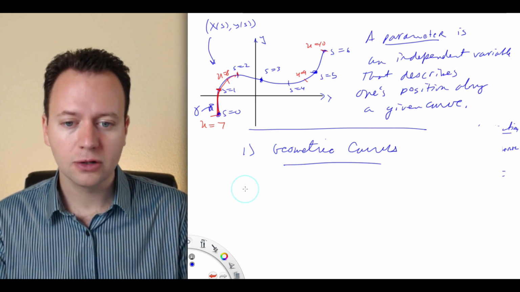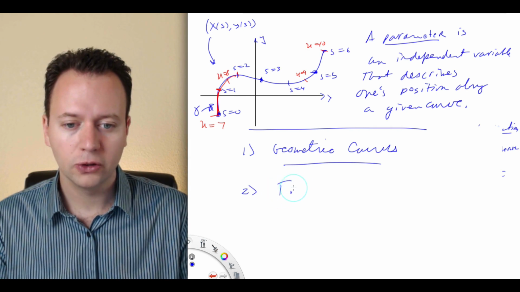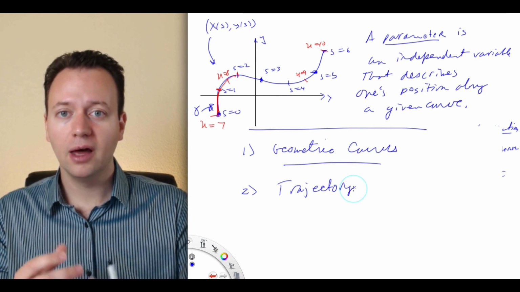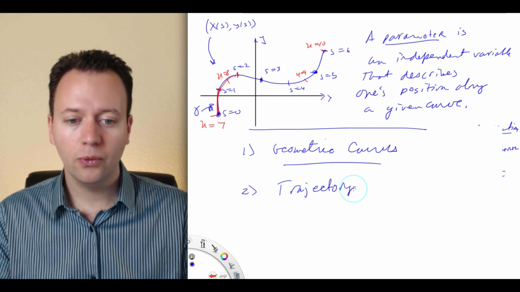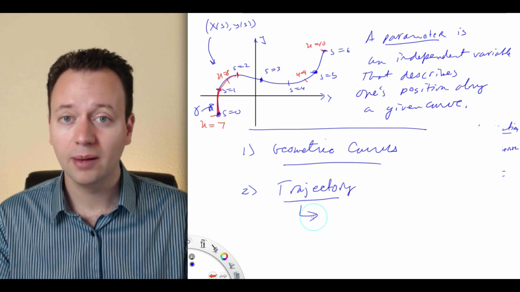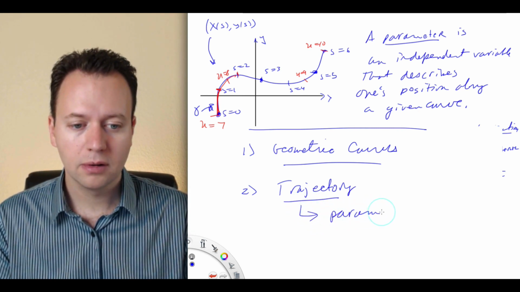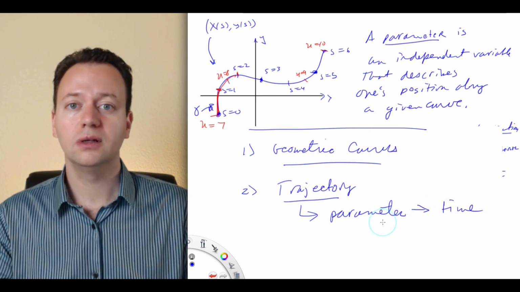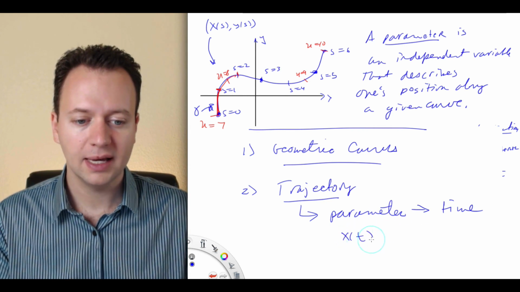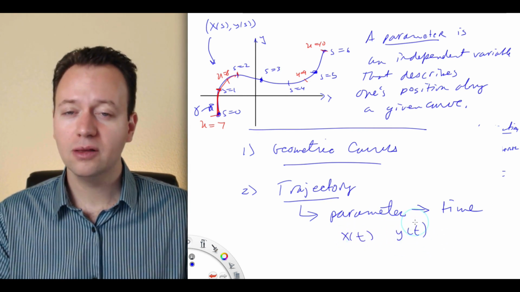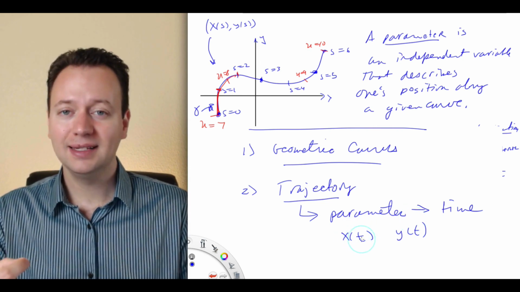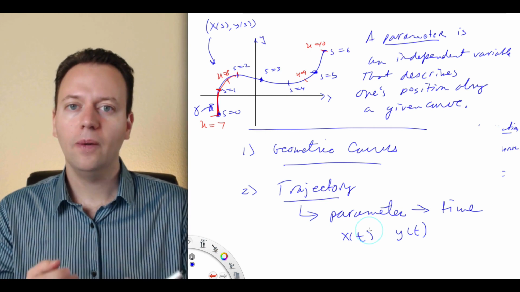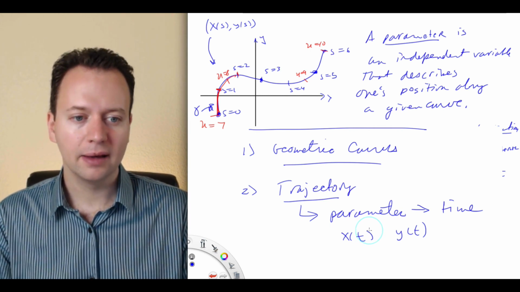The second application, though, is a little bit different, and this is a trajectory. A trajectory is just the curve in space that a body in motion follows. And when we're using parametric equations to describe trajectories, the parameter will always have a physical meaning, and that is time. So in these cases, we'll use t as the parameter, and we'll have x of t and y of t. And literally, the parameter has the meaning that when t is equal to 5, you're 5 seconds into the motion, like that.